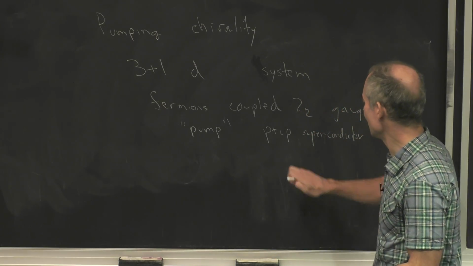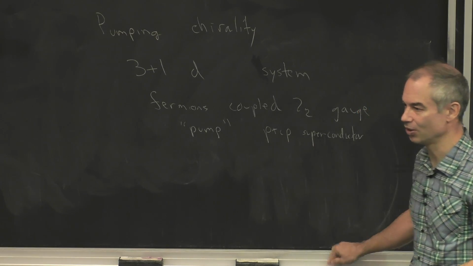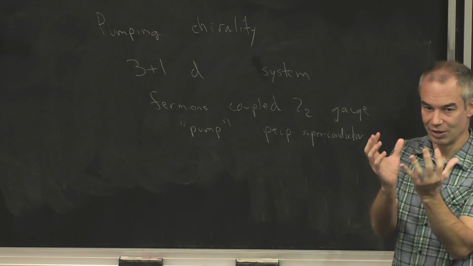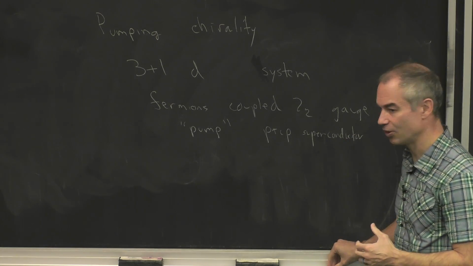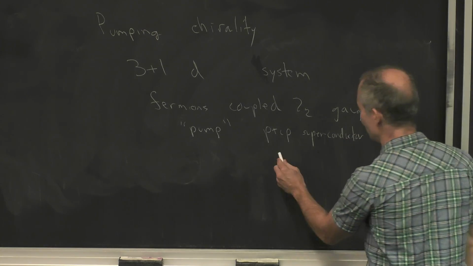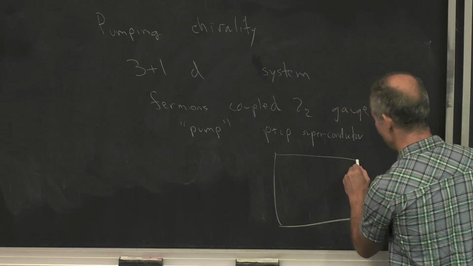So we started thinking about a p+ip superconductor in 2 dimensions, a 2-dimensional surface supporting a p+ip superconductor, and pumping it through a 3D system. So what do I mean by pump? Well, first it's easier to draw in 2D.